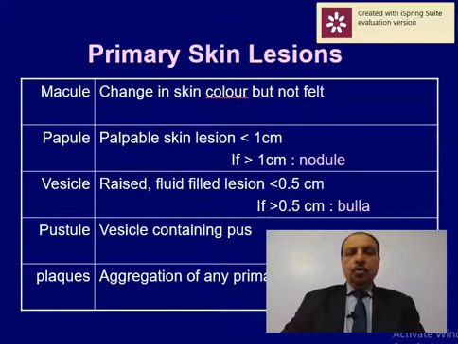The definition of the macule is a change in the skin color, but it is not felt, while the papule is palpable raised skin lesion below 1 centimeter in diameter. If it is more than 1 centimeter in diameter, we call it nodule. The vesicle is raised a fluid-filled lesion. This vesicle should be less than 0.5 centimeter. But if it is more than 0.5 centimeter, we will call it bulla. The fourth lesion is pustule, which is vesicle containing pus, while the plaque is aggregation of any primary lesion.